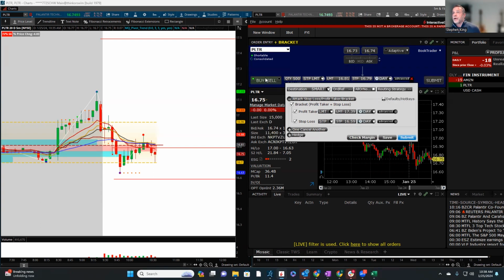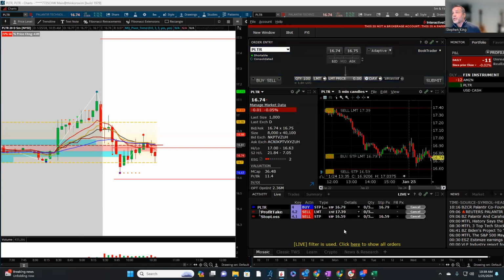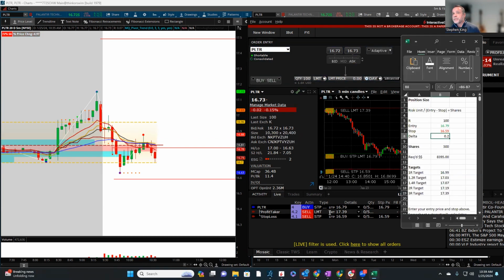Quickly review this. So I'm buying 500 shares Palantir. It's a stop limit. The trigger is going to be 16.79. I don't want to pay any more than 16.81. My profit taker is in place at 17.39. Stop loss 16.59. Click submit. So the order is there. And now I just have to wait and see if this actually triggers and we get into it. And again, all those numbers that I input into the order came from here.